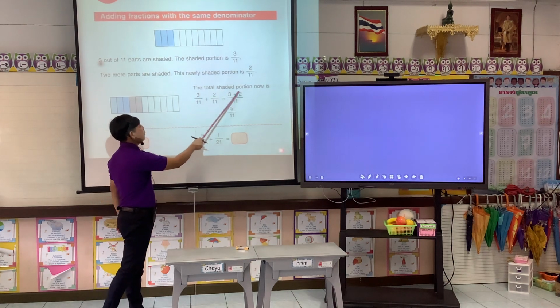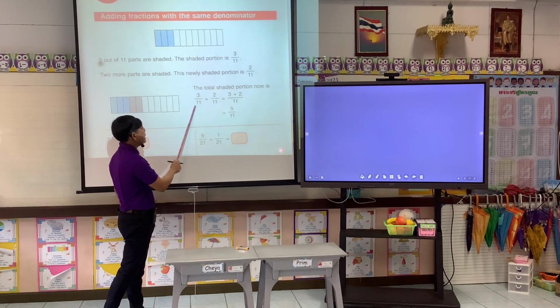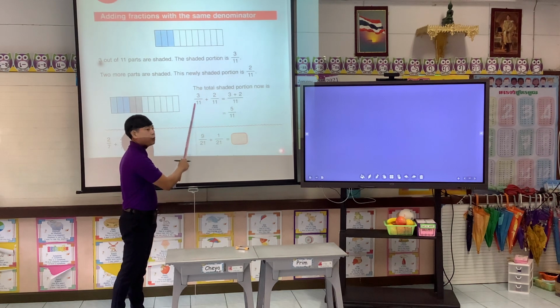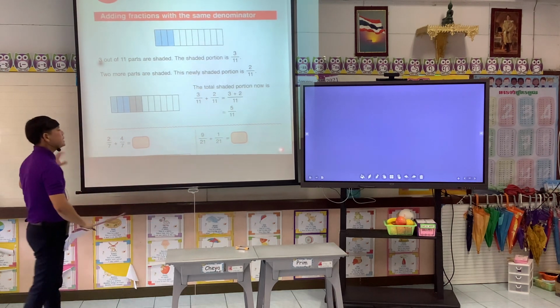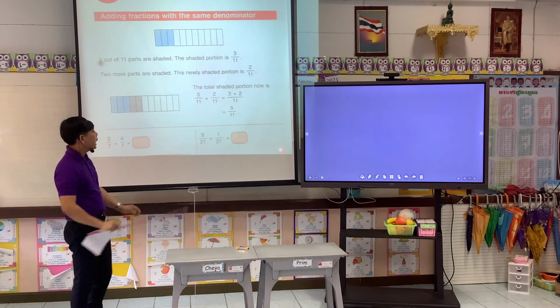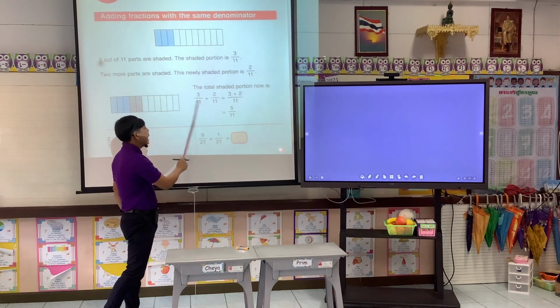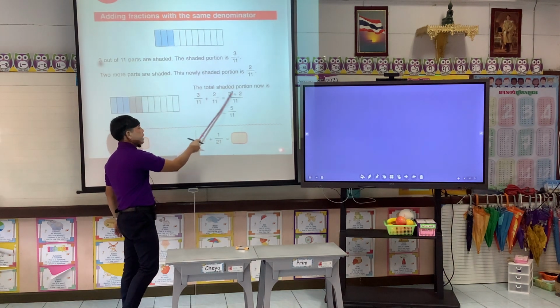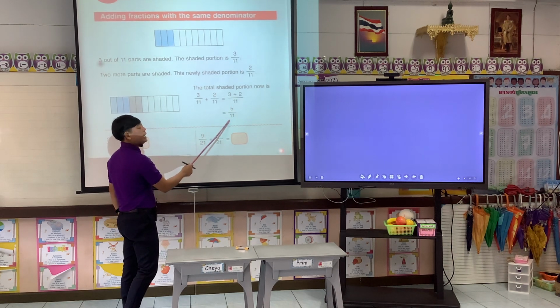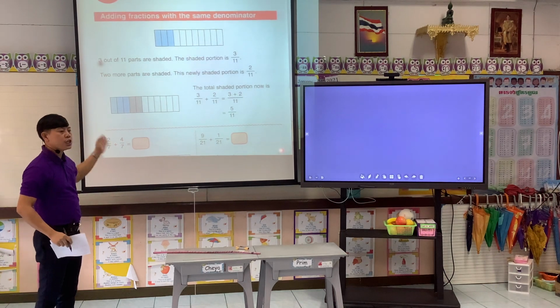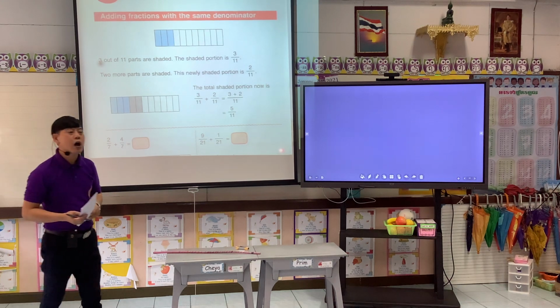So the total shaded portion now is 3 over 11 plus 2 over 11. These have the same denominator, so what we do is add the numerators first. 3 plus 2 equals 5 over 11. You must copy the denominator because they are the same. So copy the denominator and add the numerators: 3 plus 2 equals 5 over 11. This is an example of adding fractions with the same denominator.